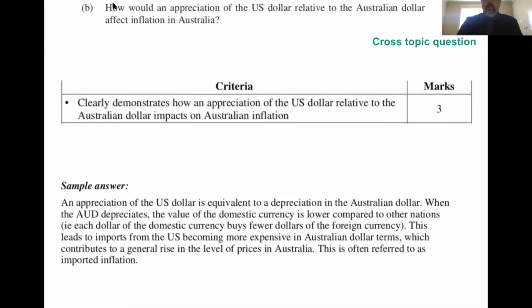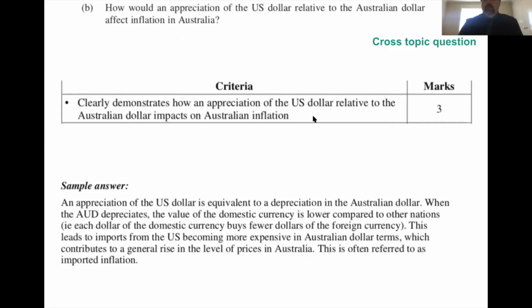But in the last few years, some of the questions have been asking how and why. So in our glossary of terms, do we know what how means? So how means to show. So we need to show this appreciation of the dollar and how it impacts on inflation in Australia. I've just screenshotted the marking criteria from the marking centre, and it just says clearly demonstrates how an appreciation of the dollar impacts upon inflation.